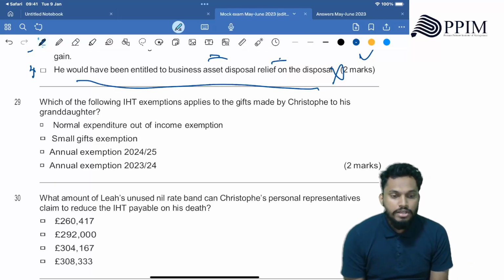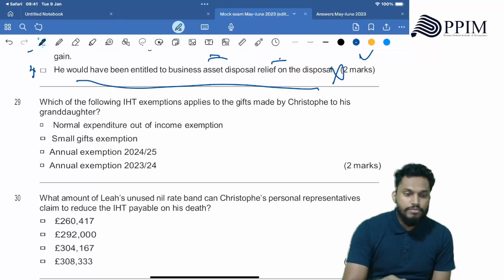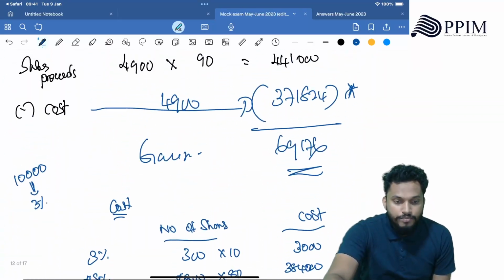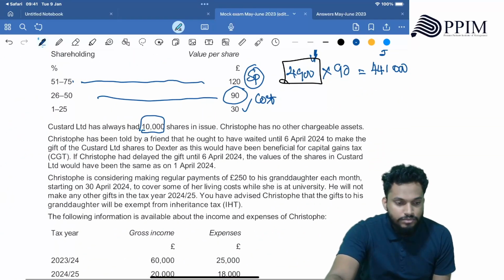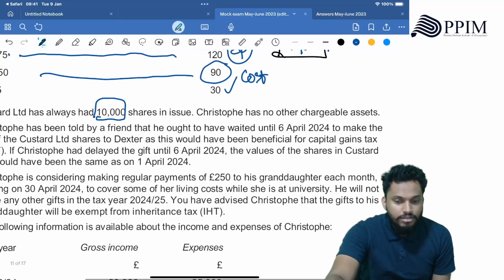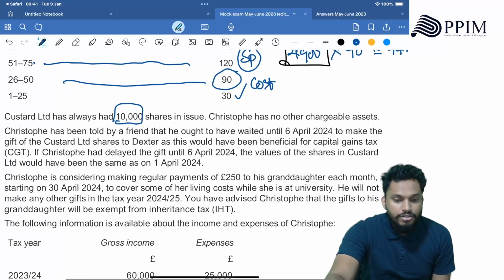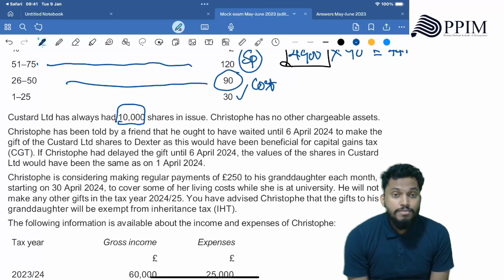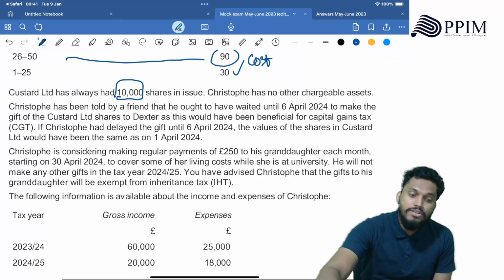Which of the following IST exemptions applies on the gifts made by Christopher to his grandson? But he makes them regularly, right? So can you apply the small gift exemption? You can't. He is only eligible for the annual exempt amount for which year? 24, 25 or 23, 24.